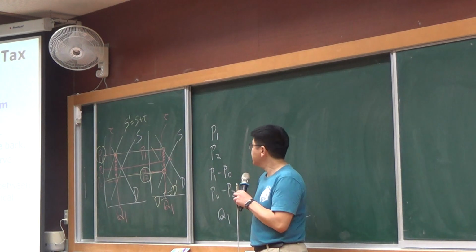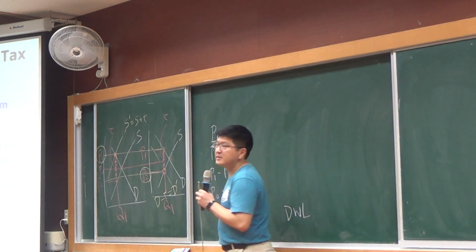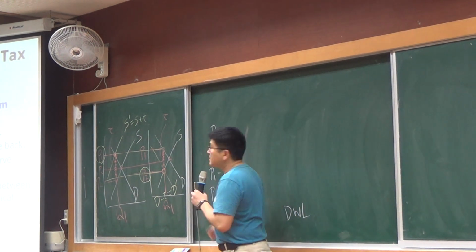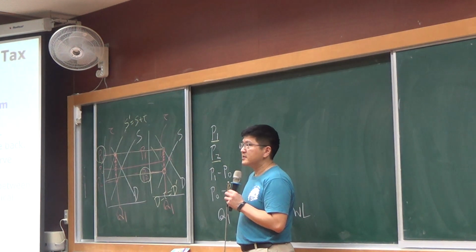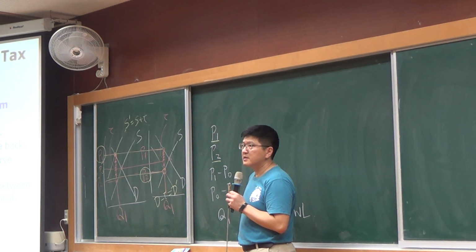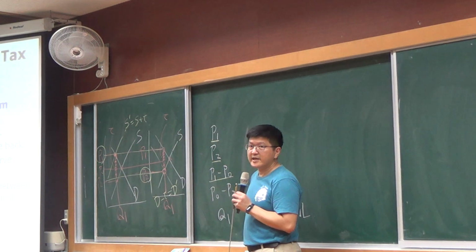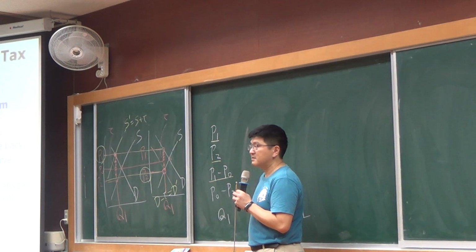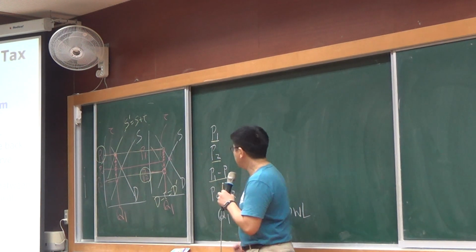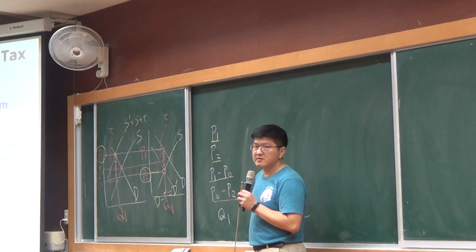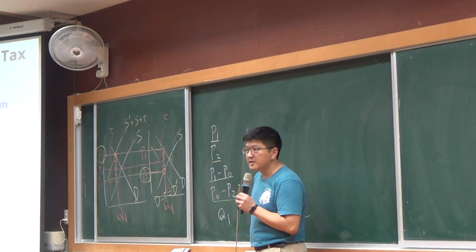Okay, once again, what is P1? The price the buyer has to pay, right? What is P2? The price the seller, the producer, can receive. What is P1 minus P0? The tax incidence on consumers, right? What is P0 minus P2? The tax incidence on producers.